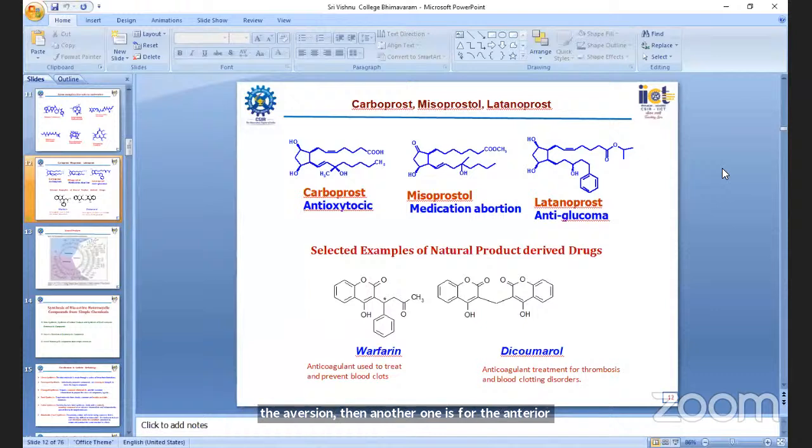Then if you see another natural product derived from the plants, one is warfarin. Everybody knows that it is an anticoagulant used to prevent and treat blood clots. Dicumarol is also a similar compound, used for anticoagulant treatment for thrombosis, wherever blood clotting is happening. So it is a disorder that can be minimized or reduced by using warfarin as well as dicumarol. So these are the simple compounds and complex compounds isolated from natural products, isolated from the plants, and it is used.